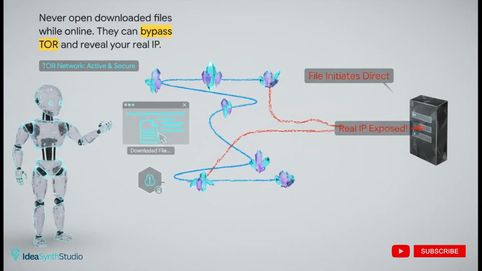Now this next one is a little sneakier, but it's just as dangerous. A lot of files, things like PDFs or Word documents, can have little bits of code inside them that try to connect to the internet. They phone home. If you download a file using Tor and then open it while you're still online, that file could make a connection that goes completely around Tor, revealing your real IP address to the world.